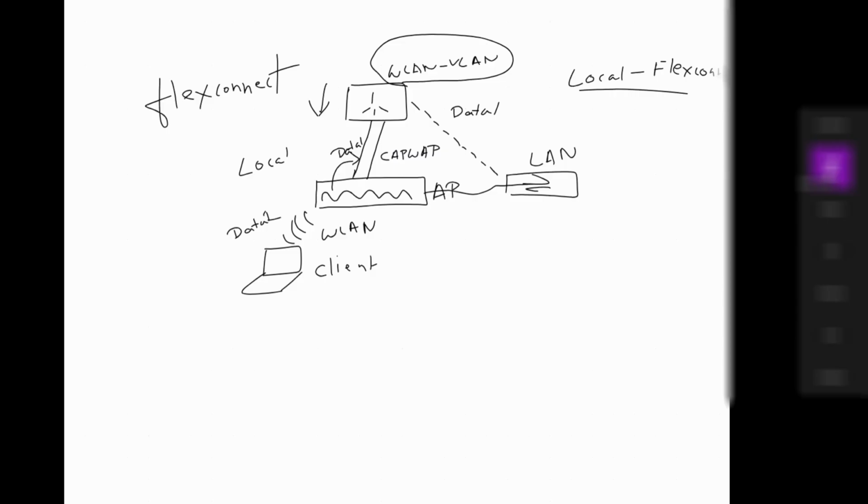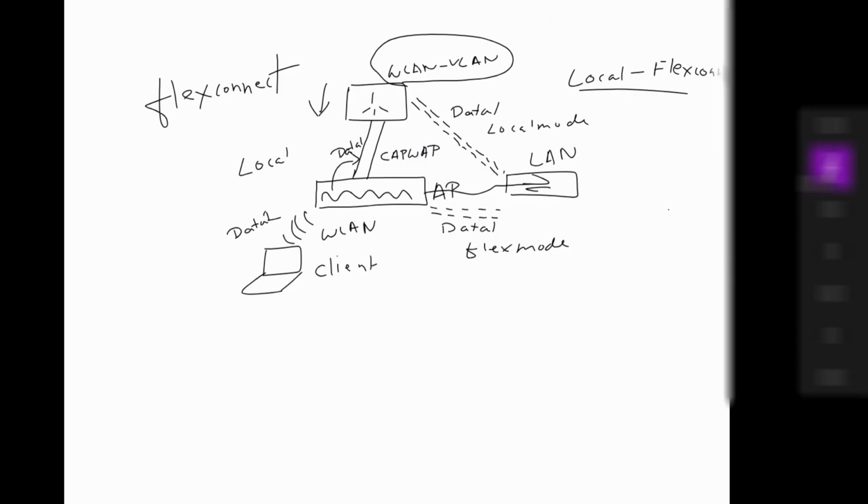So not only when it goes down, but when it is operational also, the WLAN to VLAN mapping will happen, and then the data traffic will be going out through the access point itself. Okay, so I'm writing these three dots to indicate the data traffic. In the local mode, it is going like this, but in the FlexConnect mode, the data traffic would be going like this. So I am discussing the data traffic over here.